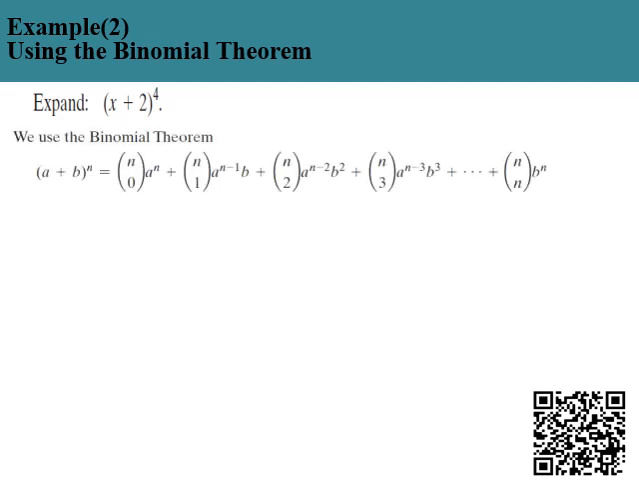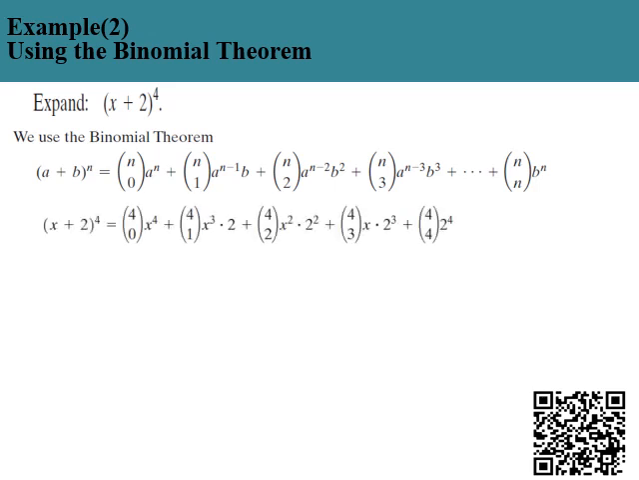The first term is going to be x to the power of 4, as a to the power of n, and the last term is going to be 2 to the power of 4. So let's write it down as 4 and 0 for the first term. Notice that below the first term we subtract 1. Then 4 and 1, then 4 and 2, 4 and 3, and 4 and 4 to the power of 4.